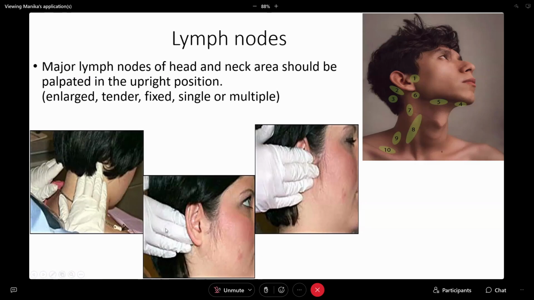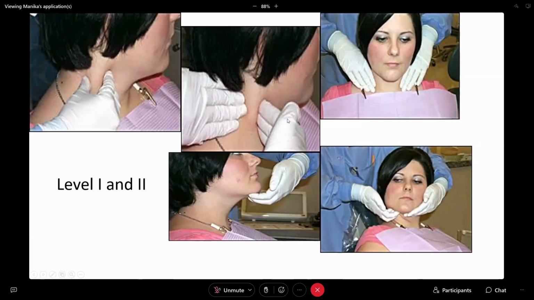This is the examination for the post-auricular lymph nodes. This is for the pre-auricular lymph nodes. Coming to the level 2 group of lymph nodes, this is the bidigital palpation of the level 2B group of lymph nodes, and this is the bimanual palpation for the level 2B.